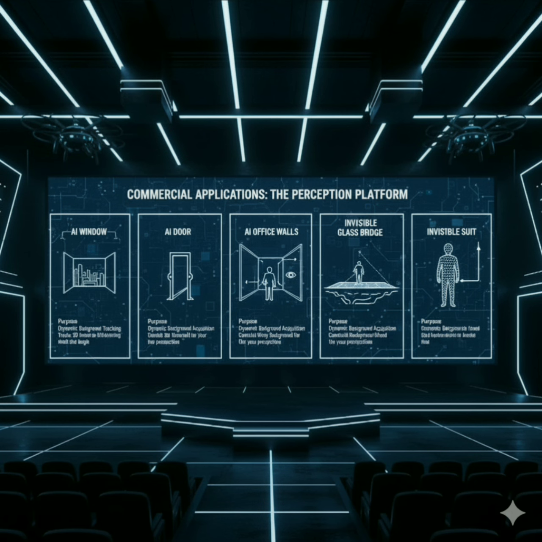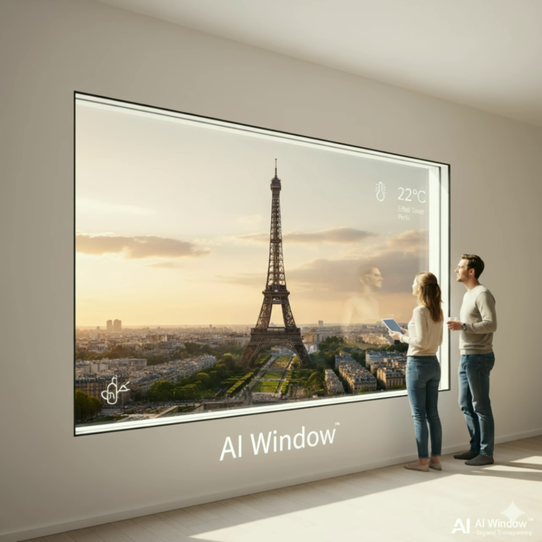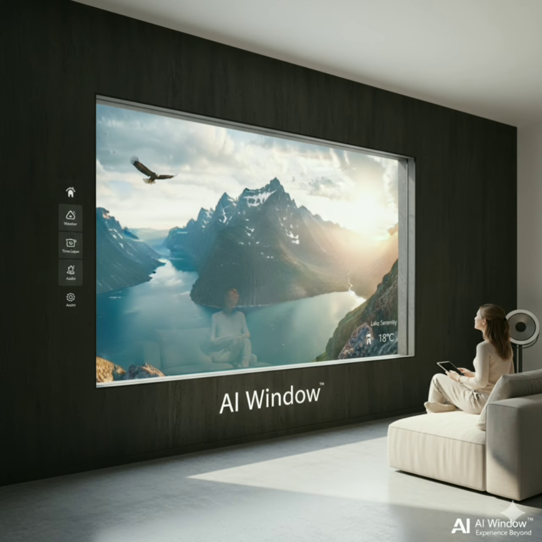The first application is the AI window. This is a digital window that can give the sensation of a real window, even on a solid wall. It uses the cloak's core components: outside cameras, observer tracking inside the room, and OLED panels. As you move, the view outside the window will dynamically warp to your exact eye position.